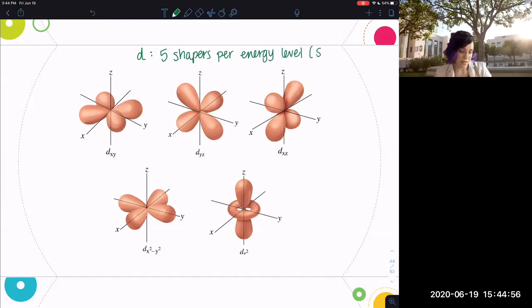And it begins at energy level 3, n equals 3. 2 electrons per shape for a total of 10 electrons max you can put in every d orbital. And you've got kind of this combination of p orbitals with this one that has a little hula hoop around it. These are just maps of where electrons might be.